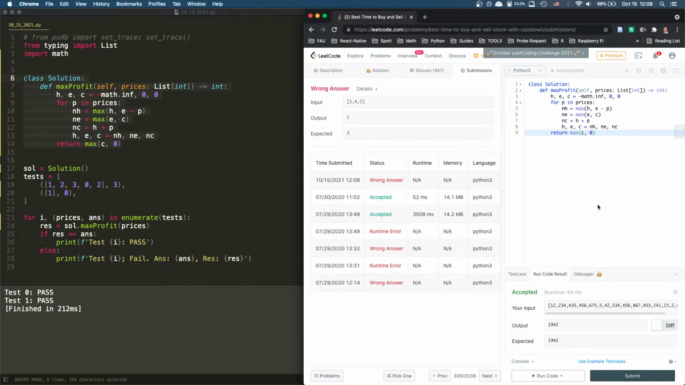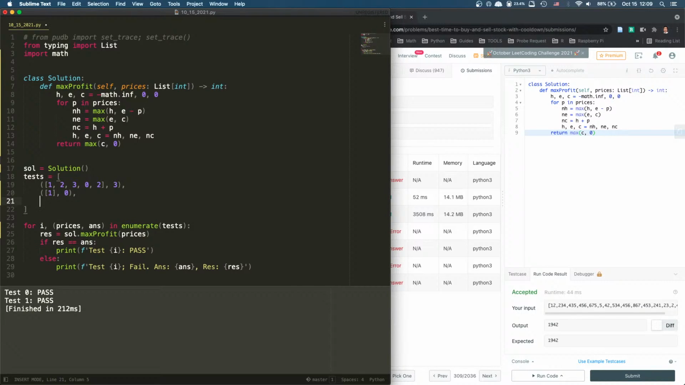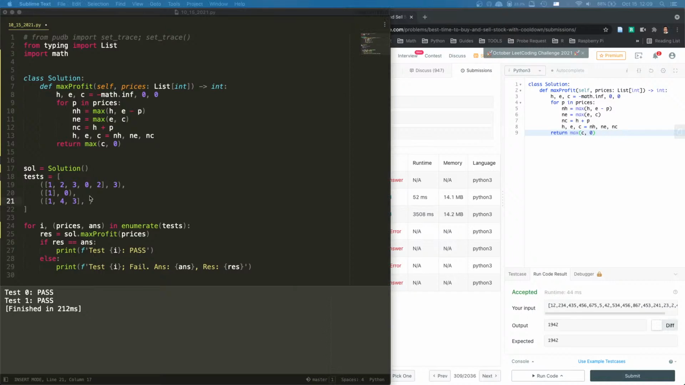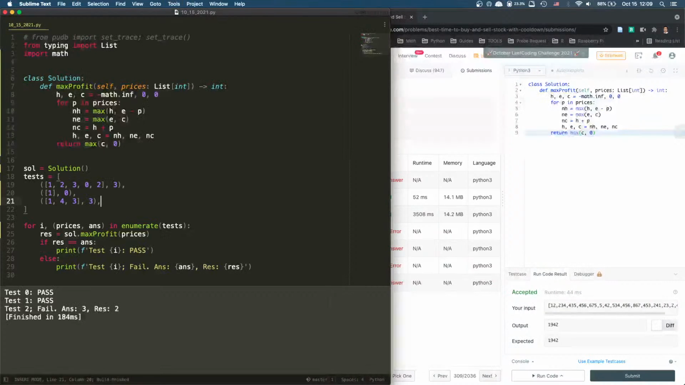Oh wow, I got it wrong. 1, 4, 2, output 1, expected 3. We buy 1, sell 4. And we don't buy. How is this wrong? Hold on. 1, 4, 3 should give us 3. Yep. What do you know?